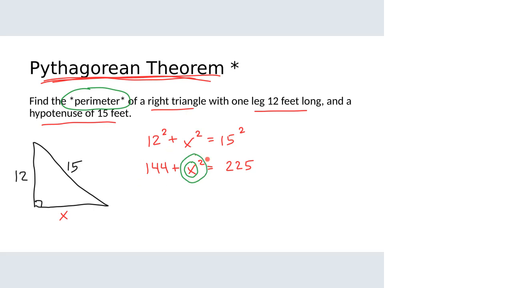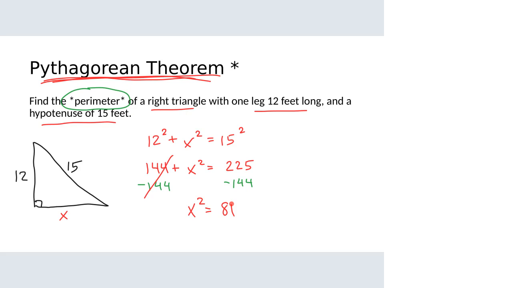So in this whole side over here, I want to peel this onion from the outside in. I need to get rid of that 144. That's a positive 144, so I'm going to subtract 144 from both sides. When I subtract 144 on the left, those cancel, leaving x squared. And when I subtract 144 on the right, 225 minus 144, I get 81.